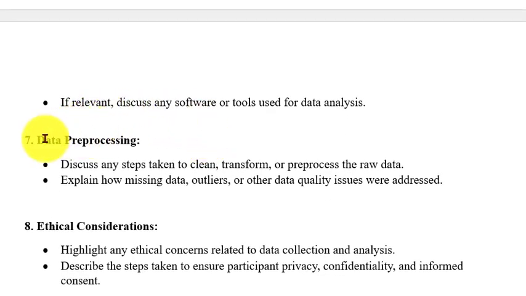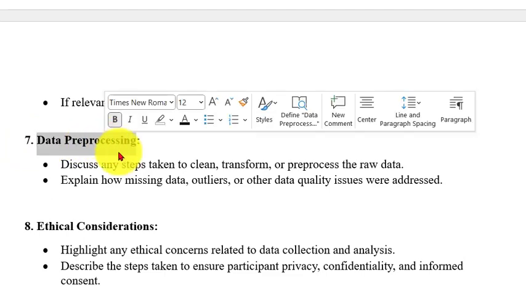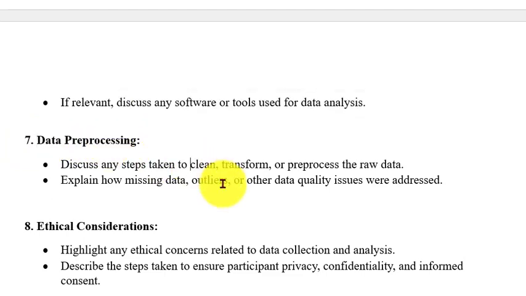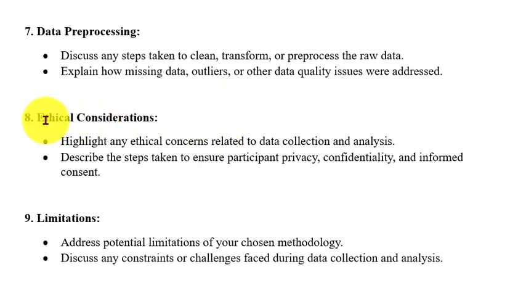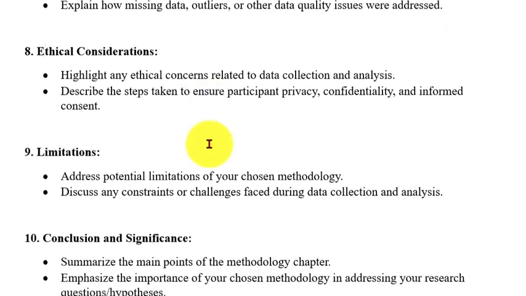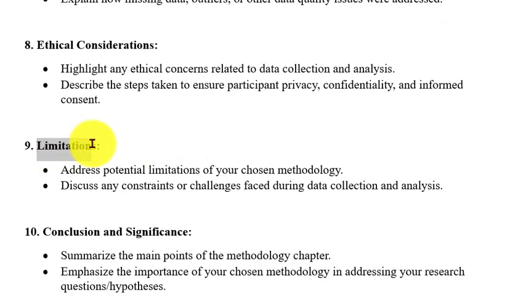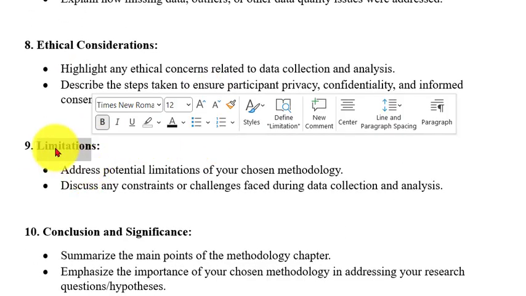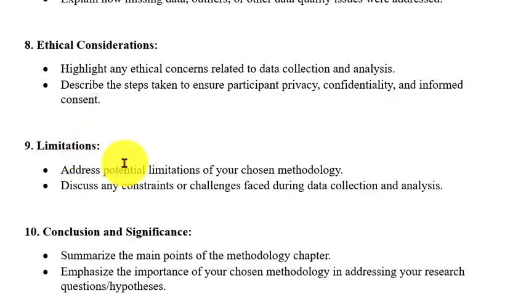And pre-processing, that means cleaning up the data. And you always have to clean up a lot of data, especially these days with the bots attacking these online surveys. It's a bad mark of the future, but it's real. Any kind of ethical considerations, limitations.